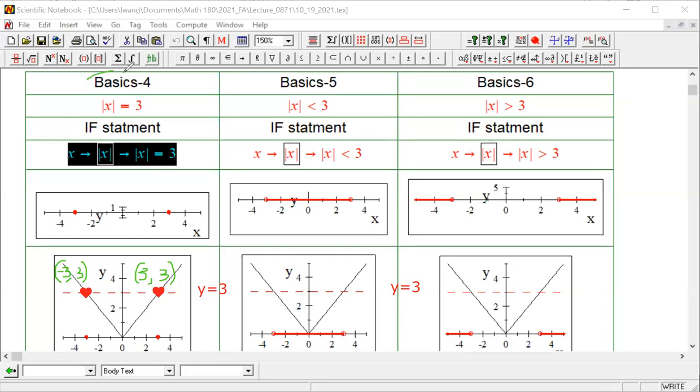This category is called equation. These are called inequalities. Yesterday in our overview we talked about how equations and inequalities are all in the same category of if statements. For less than 3, we want to identify all the inputs such that the outputs are less than 3. So what are those numbers?